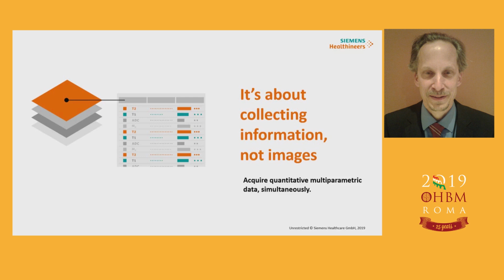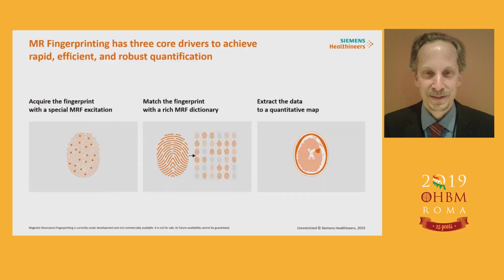In MR fingerprinting, the situation is slightly different. So we do not collect images. In MR fingerprinting, it's all about collecting information. And this information is acquired in a pretty funny way. We acquire the actual data while we vary all kinds of imaging parameters like the echo time, the repetition time, the flip angle, and many other things during the acquisition. So we actually acquire quantitative multi-parameter data simultaneously. Nobody can do something with those data just by having a look at it. It looks really crazy because we have a mash of all kinds of contrast behavior in this data set.